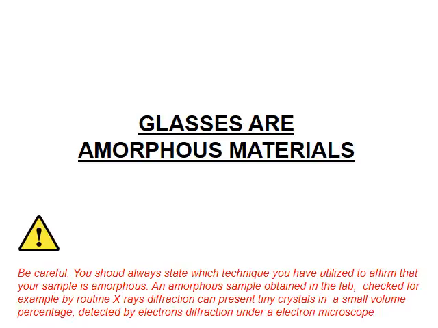With this, we arrived at the first very important experimental conclusion. Glasses are amorphous materials. Of course, amorphous here must be stated together with the method you have utilized. In this case, we'd better say glasses are amorphous to X-rays. In routine X-ray diffraction, a few percent of crystalline phase could not be determined. You must be aware of that. You always should add which technique you use to state that a sample is a glass.